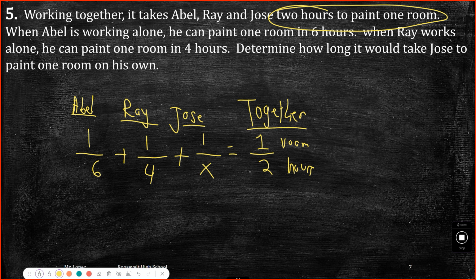What's the least common, what is that called? The common denominator. What is the least common multiple? What number do all these numbers go into? These numbers at the bottom. The smallest number they all go into is what? 12, isn't it? Yes. So what do I multiply Abel by here? 2, what you do at the bottom, you do at the top. Ray, multiply by what? And Jose, we gotta multiply by. And together I gotta multiply by what? 6.